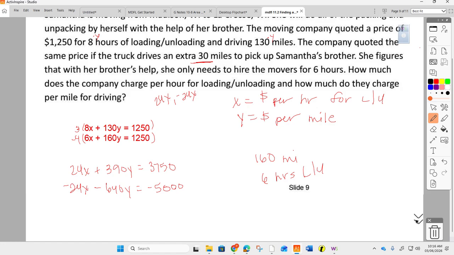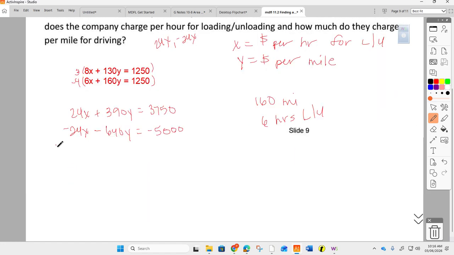All right, we're eliminating our x's this time. So that's negative 250y equals negative 1250. So now if we divide both sides by negative 250, we know that y equals 5. So that's $5 per mile they charge.